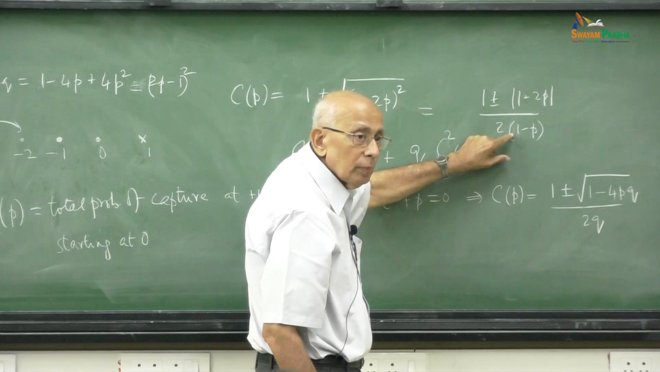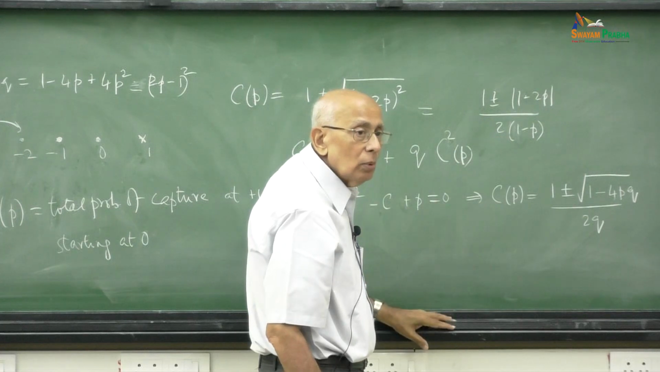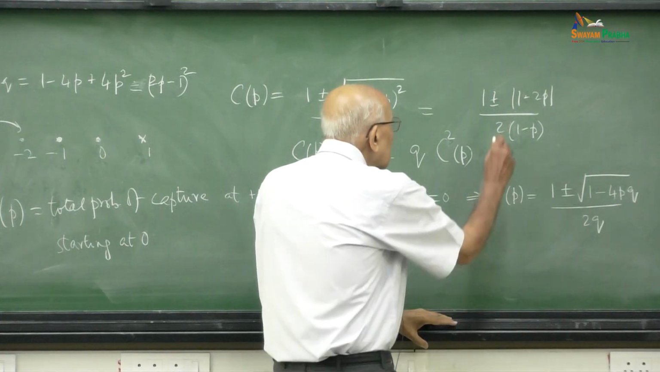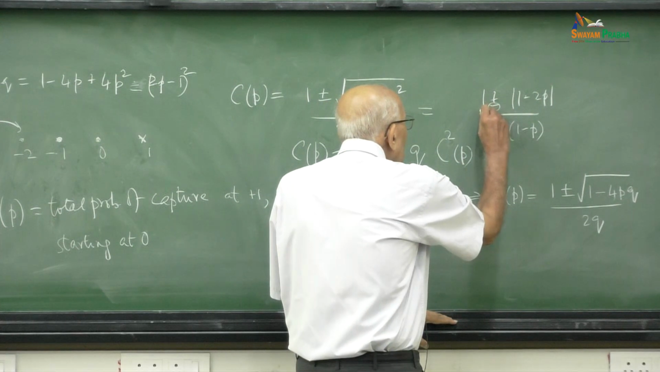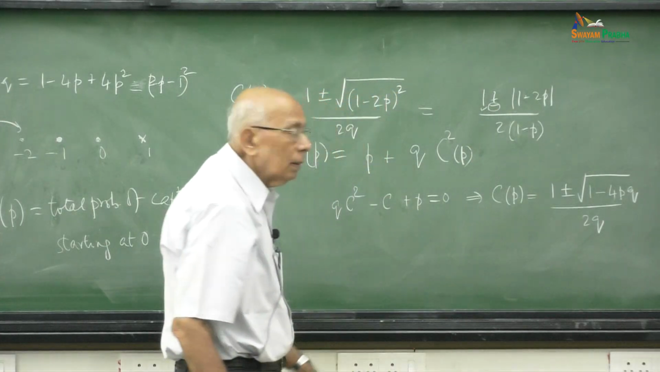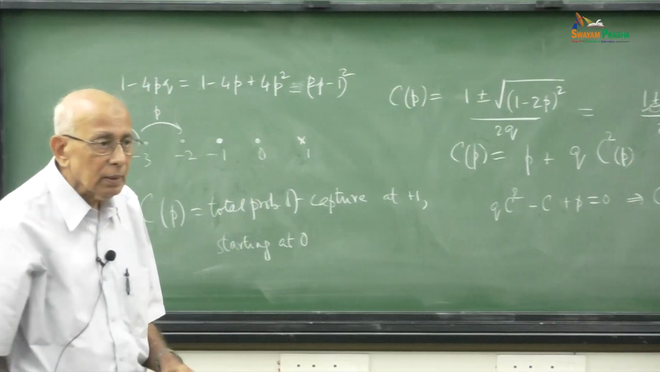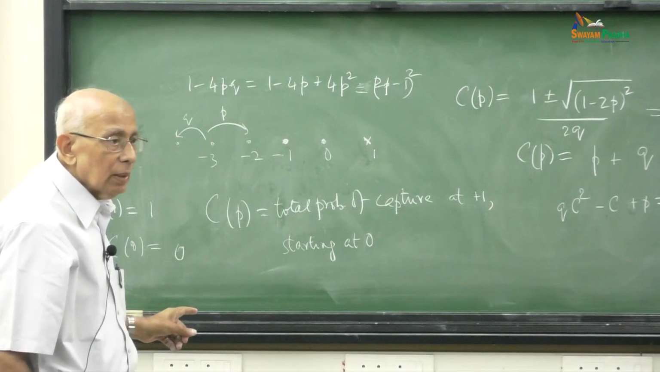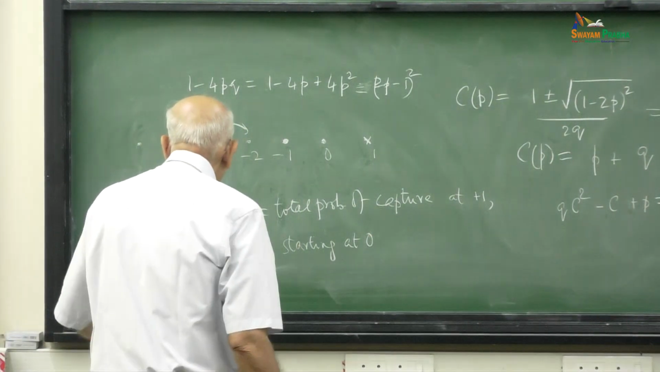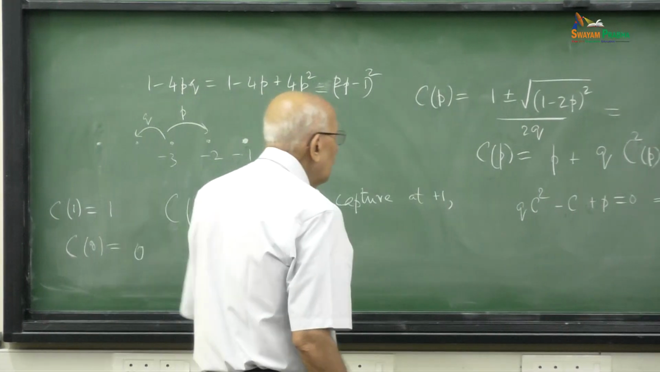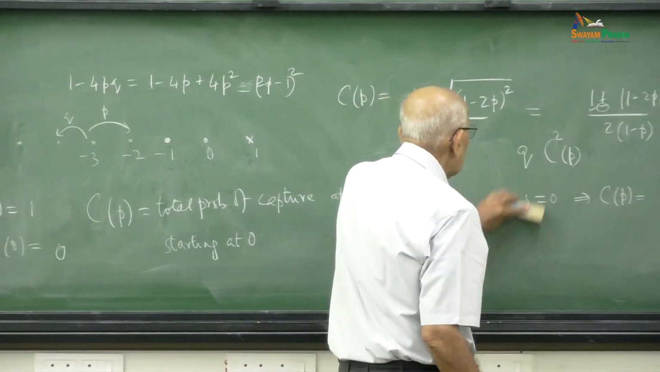Whereas C of 0 should be 0. So what should be the root? 1 minus. So this is the correct root. The plus root is not physically significant. It doesn't have the right boundary condition. So we have our answer so far, which is the probability of capture.